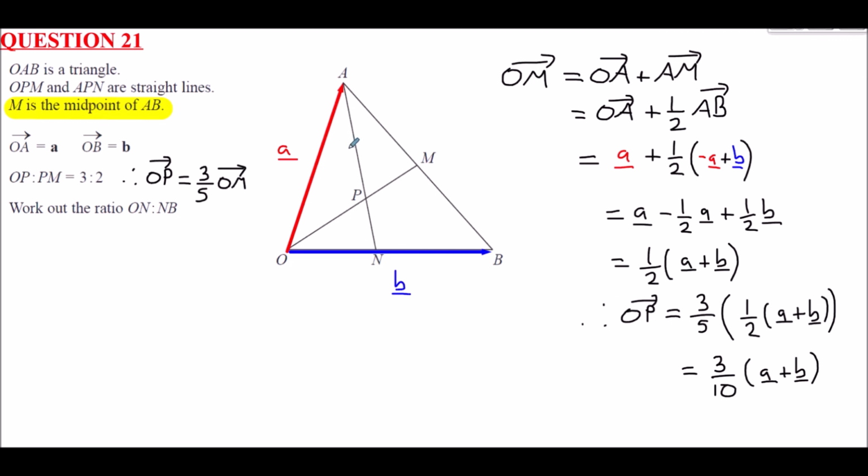Next, what we can consider is, because we know how we can get from O to A, and we know how to get from O to P, what we can next do is work out what from A to P is. Okay, so from A to P, let's consider this next.